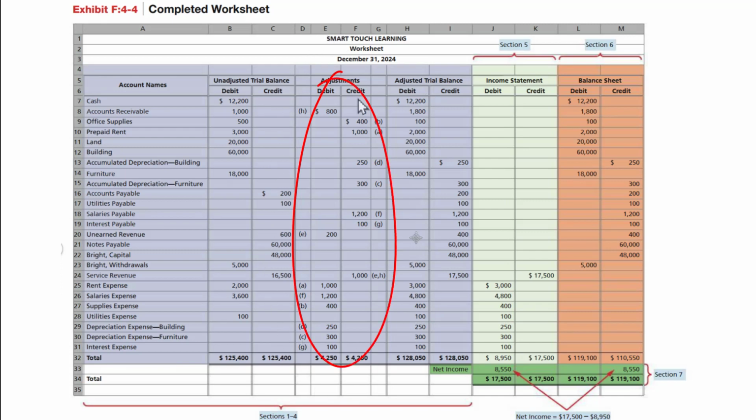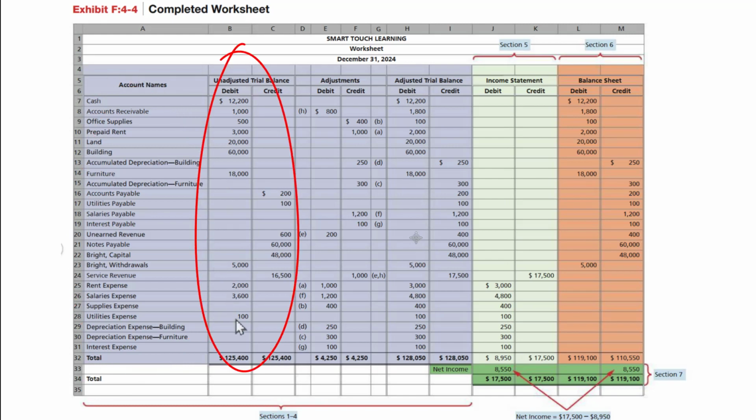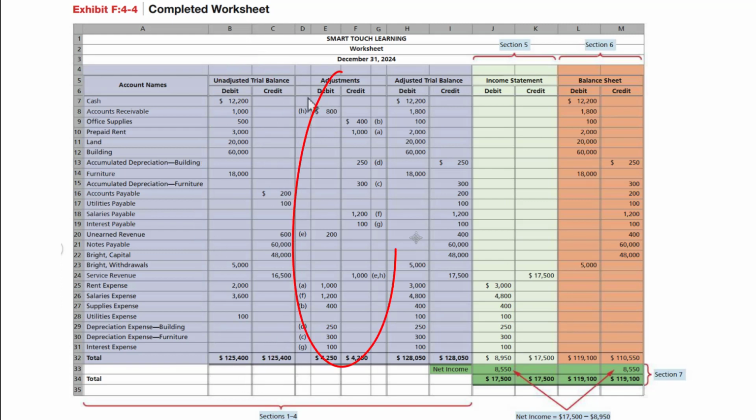So what you would do on the job is you would start a spreadsheet. You would list the account names over here. You would probably get these from the chart of accounts. And then for the unadjusted trial balance columns, you would look at the ledger to get the latest balance for all of your accounts, plug them in here. And then for the adjustments, like we saw in chapter 3, we would figure out what the necessary adjustments are for the accounts to update them so that the balances are correct.